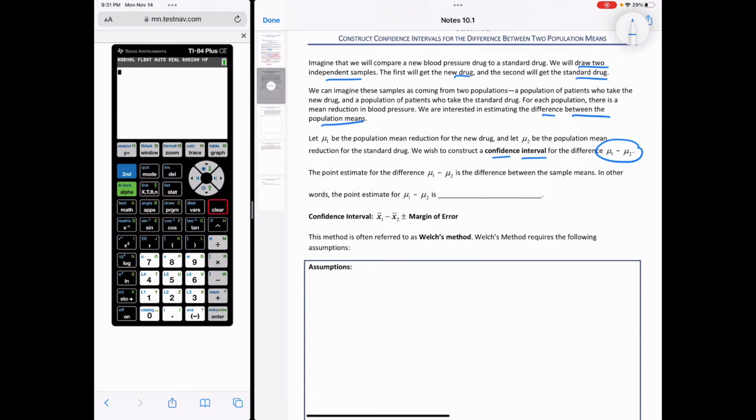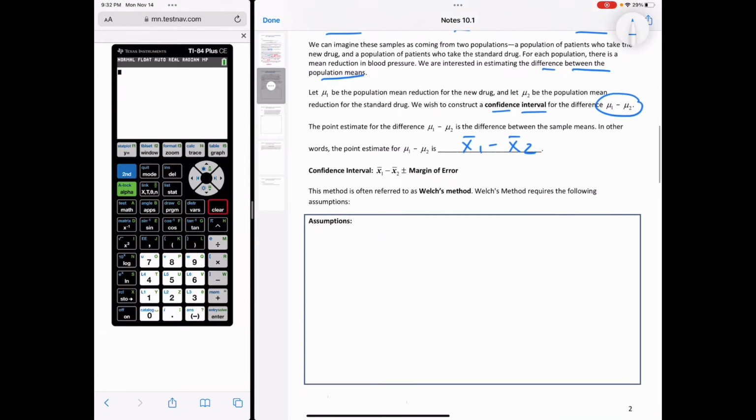The point estimate for the difference, mu1 minus mu2, is the difference between the sample means. In other words, the point estimate for mu1 minus mu2 is x bar 1 minus x bar 2. And the confidence interval, just like before, is that statistic. This time our statistic is x bar 1 minus x bar 2, plus or minus the margin of error.